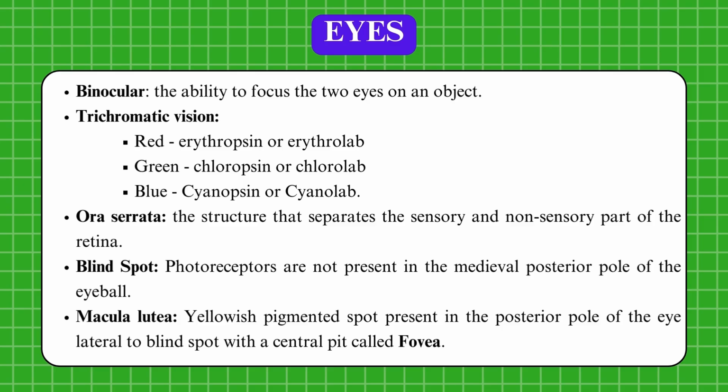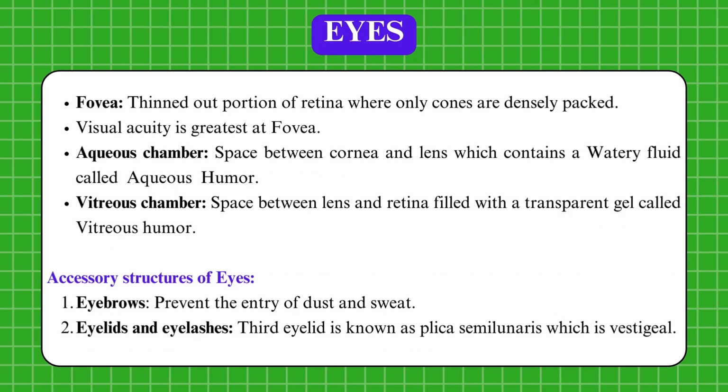Ora serrata. The structure that separates the sensory and non-sensory part of the retina. Blind spot. Photoreceptors are not present in the medial posterior pole of the eyeball. Macula lutea. Yellowish pigmented spot present in the posterior pole of the eye lateral to the blind spot with a central pit called fovea. Fovea. Thinned out portion of retina where only cones are densely packed. Visual acuity is greatest at the fovea.